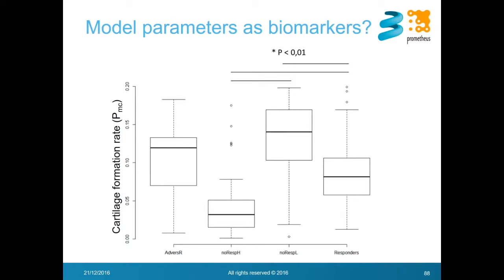And also what you can do is then look at which of the model parameters that we played with can be a predictor for the effect, whether they will respond to the treatment or not. And that is something that then can be used to maybe stratify patients prior to treatment.